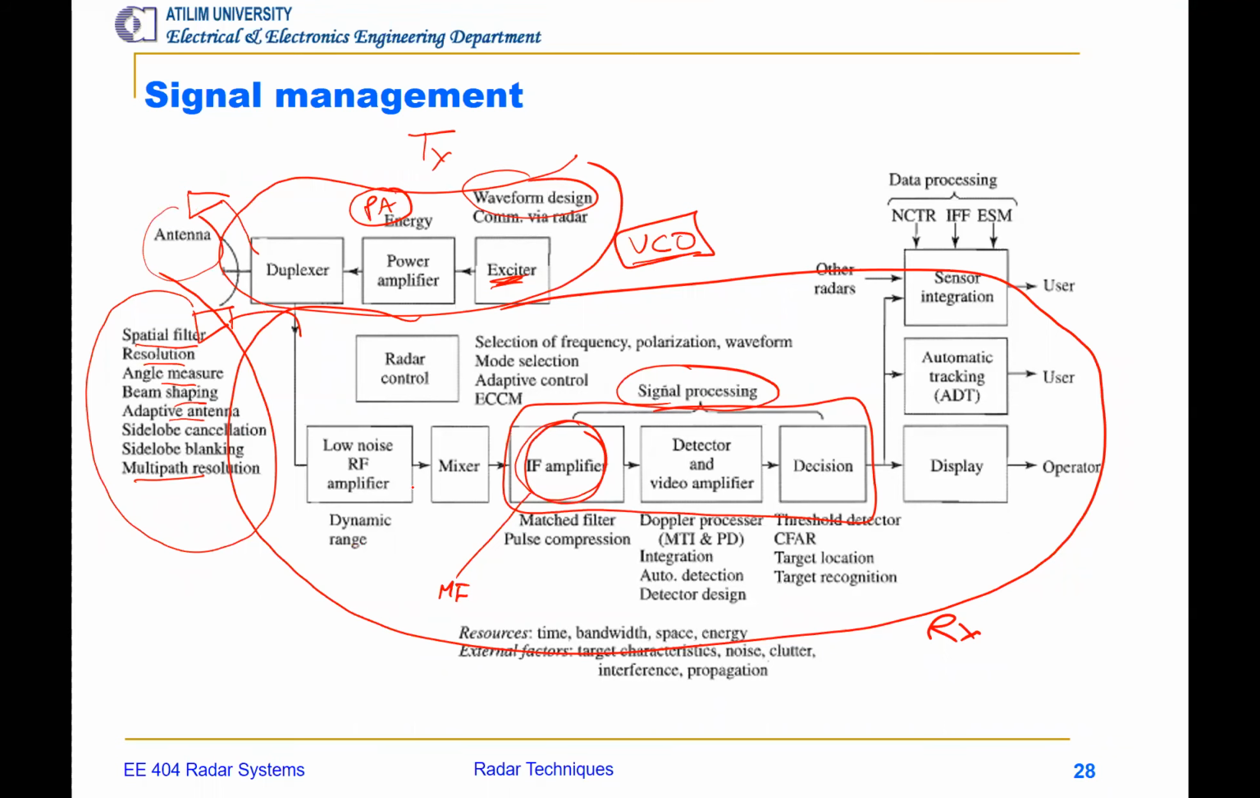And there are many subjects that we have to consider from the channel side: spatial filter, resolution, angle measurement, beam shaping, adaptive antennas, for example, multipath resolution. These are the concepts that are dealing with the channel and antenna. At the receiver side, we got LNA, as you might remember from the laboratory, and then mixer. There was a mixer that we used, and this VCO was connected to this mixer, using an attenuator right here to balance the power from the LNA and the VCO. And then we got a low pass filter here in the laboratory.